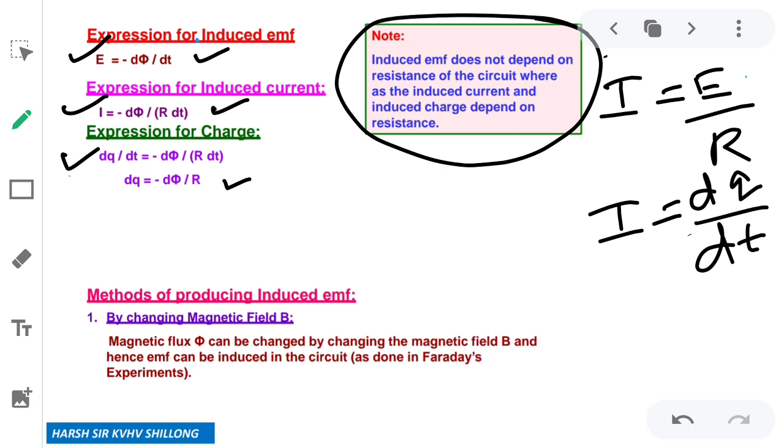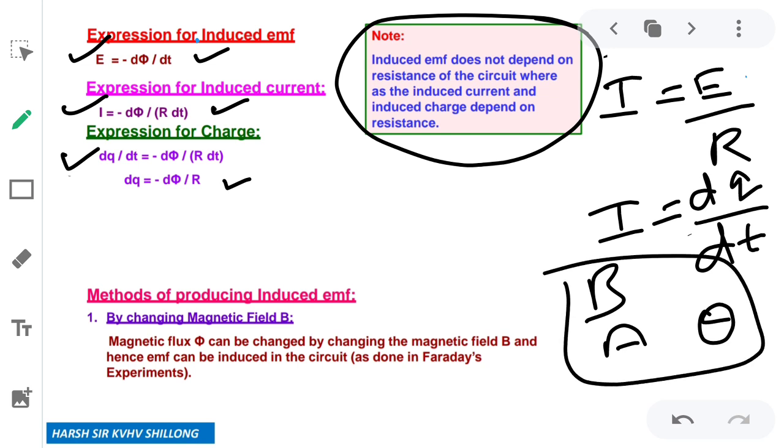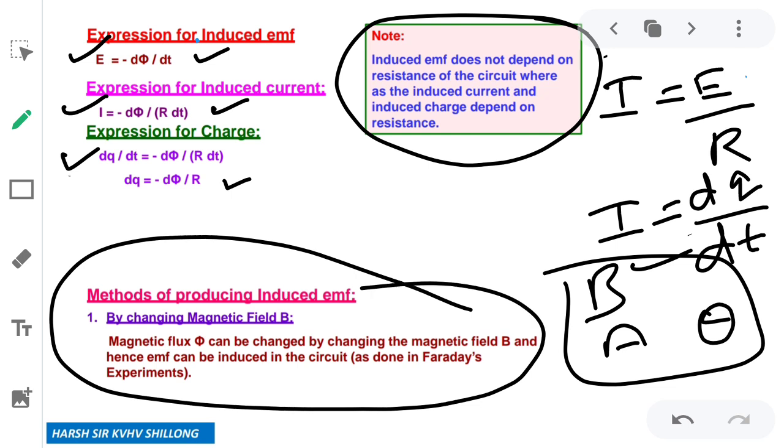I discussed before also, flux can be changed by three parameters: B, A, and theta. Let's go on one by one, okay? First case, B. By changing B, we can change EMF. There is no derivation in your course, but there are certain numericals which you can easily get in the NCERT exemplars and exercise that you can solve. How can area be changed? Let's see that.